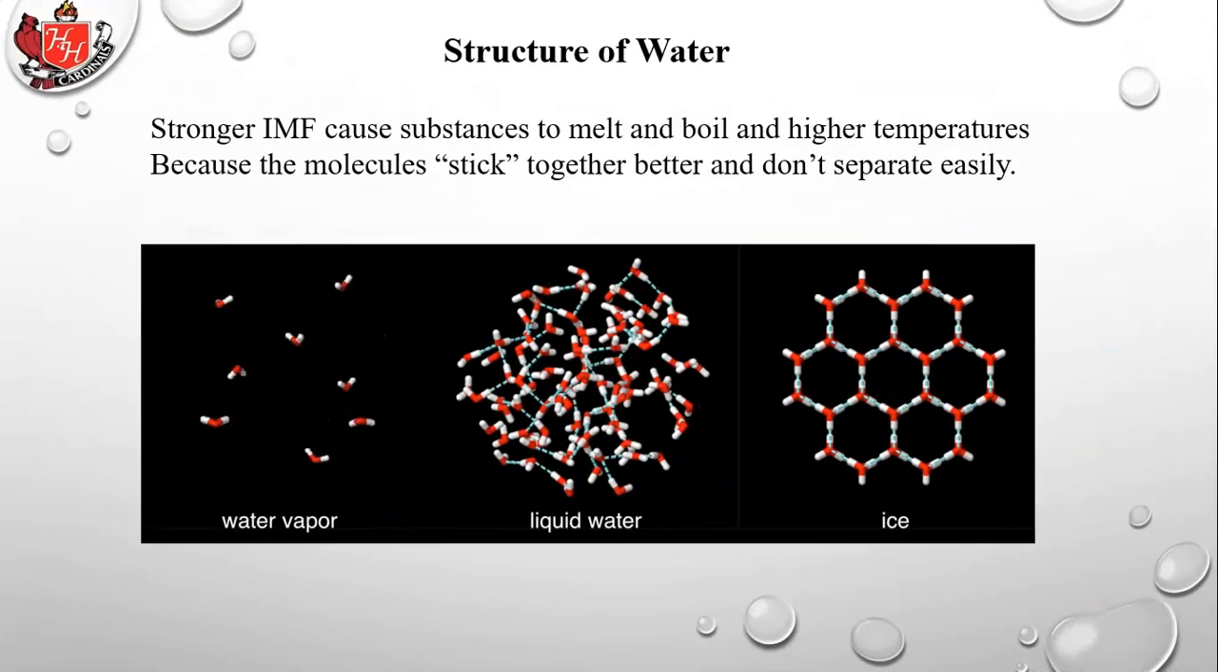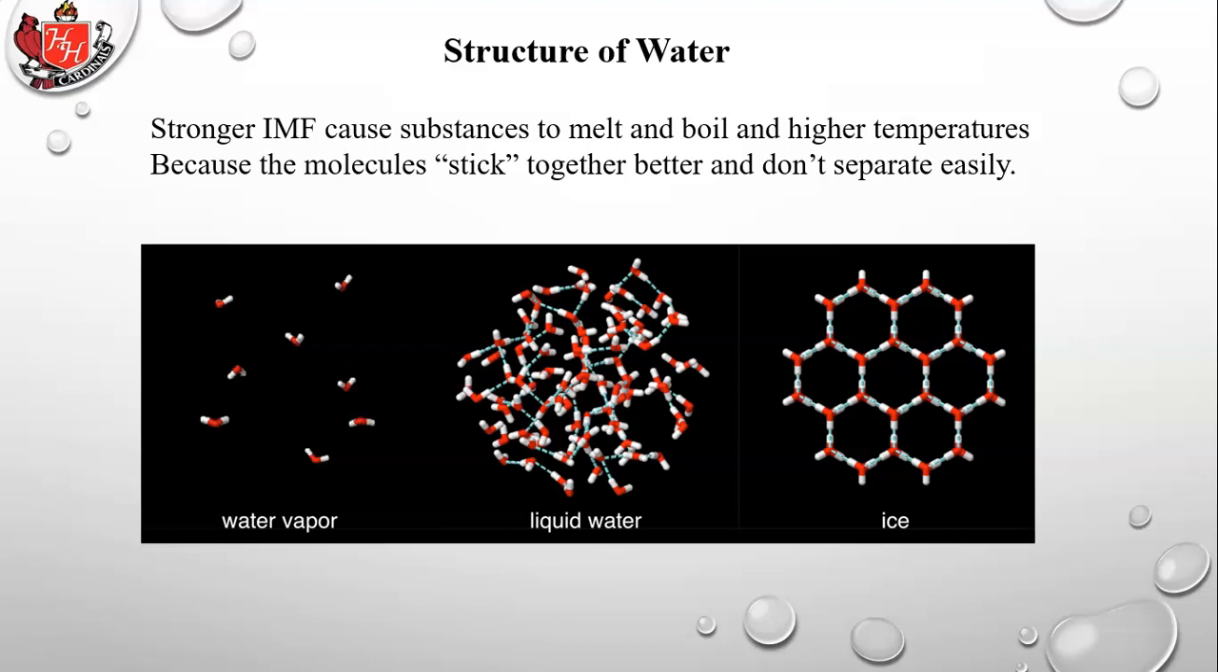And I think this is maybe even a little better diagram. Stronger intermolecular forces cause substances to melt and boil at higher temperatures because molecules stick together better and don't separate easily. Okay, but anyway, the diagram down there shows water vapor, that's steam. The molecules are separated. It shows liquid water, and you can see how the molecules are kind of crawling all over each other and all around each other there. They're kind of closely packed together.